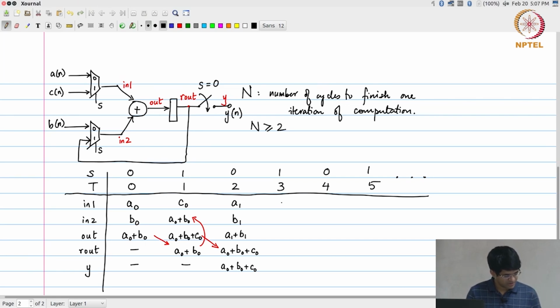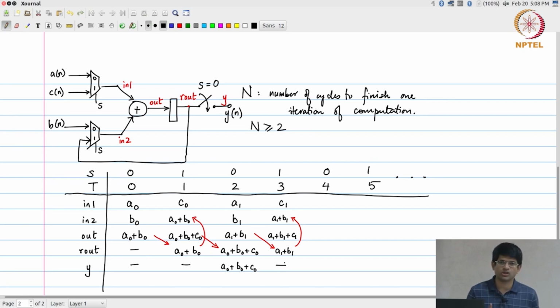Alright, moving further, I will see C1 over here. This value A1 plus B1 will come down here, that in turn will show up as in 2, and that in turn will give me my output of A1 plus B1 plus C1 over here. I should make sure y does not change or is at least declared invalid at this point. Okay, so my simplest thing to do is just leave it blank.